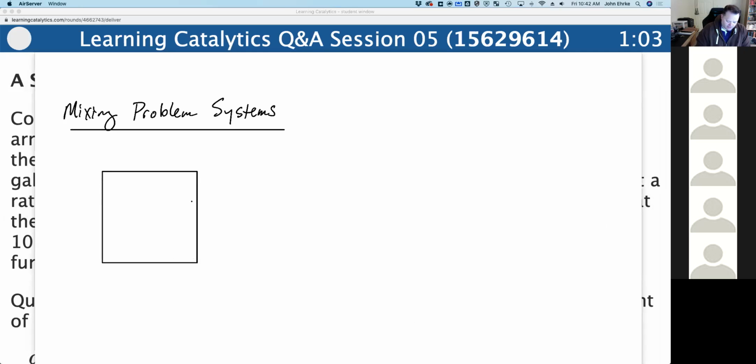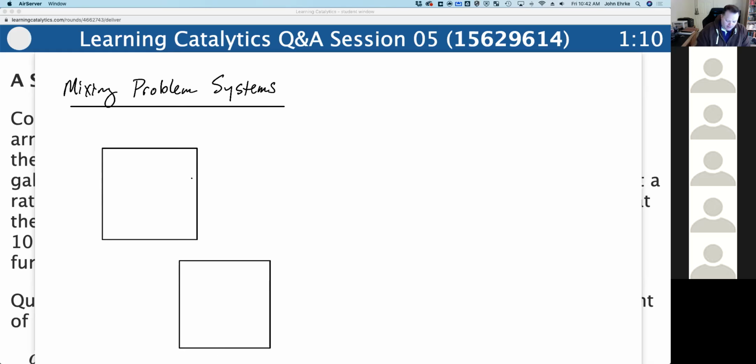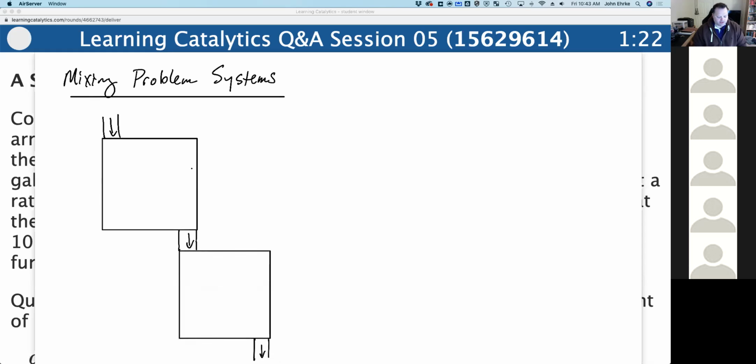And you have tank 2. And you're told that stuff from tank 1 flows into tank 2. You have things that flow out of tank 2, and then you have things that flow into tank 1. This sort of arrangement for a mixing problem of this type is called cascade. So these are in cascade.